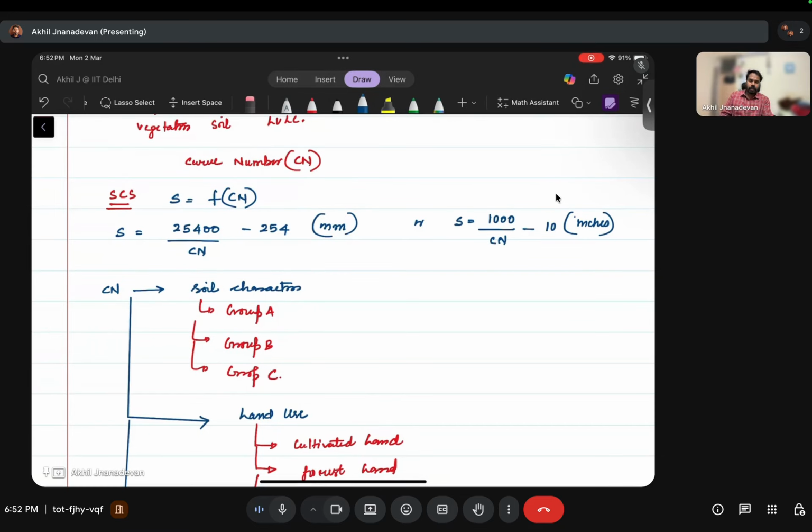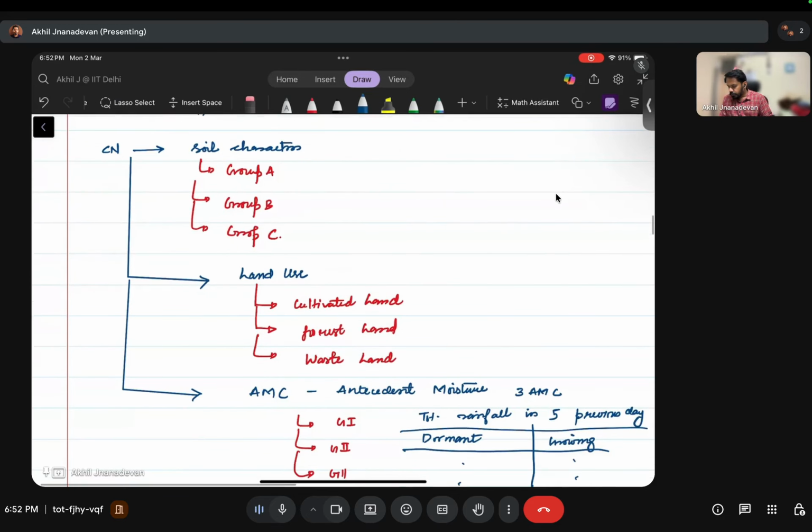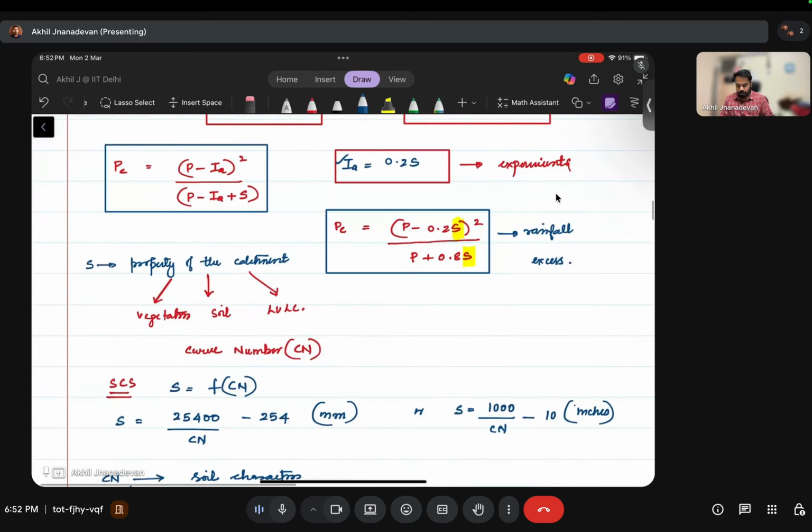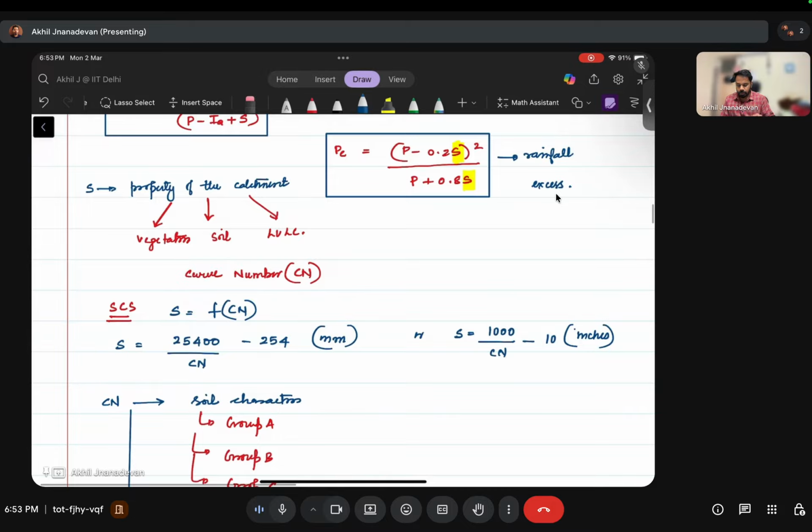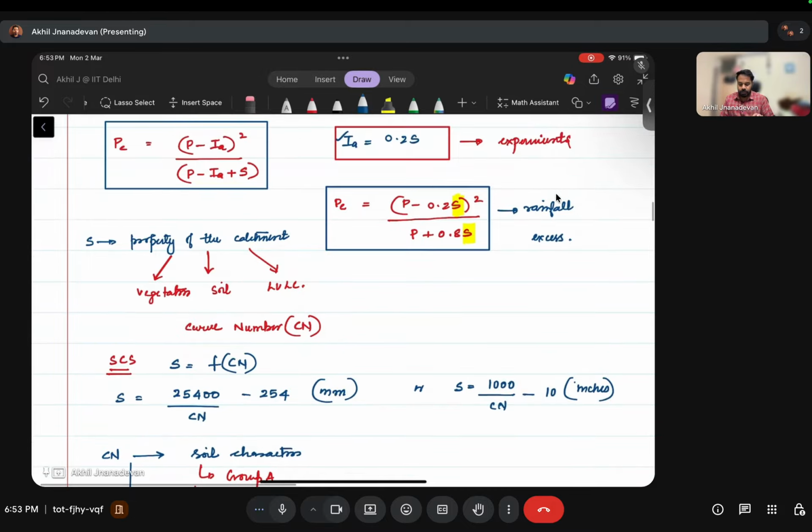There are standard tables, one of which we will show in this session, and there are also standard graphs from which we can derive this. So there are different curves, and from those standard graphs we can derive the CN number. Once we get CN, we can substitute it here and we will get the specific retention. Once we have the specific retention and the rainfall of the catchment, we will be able to find the rainfall excess with the help of the SCS curve number method.